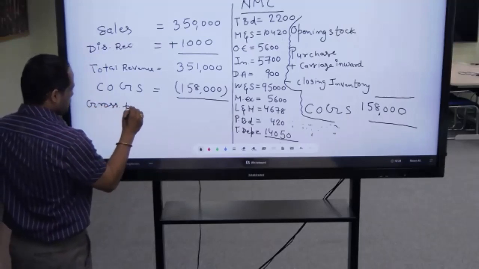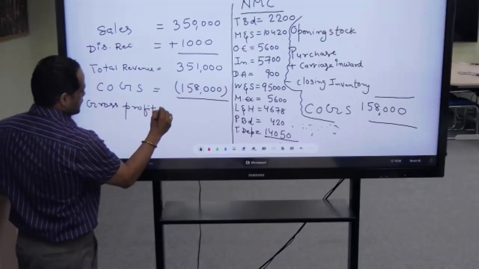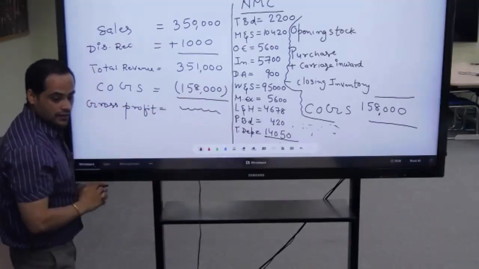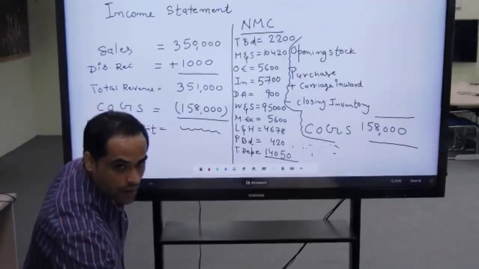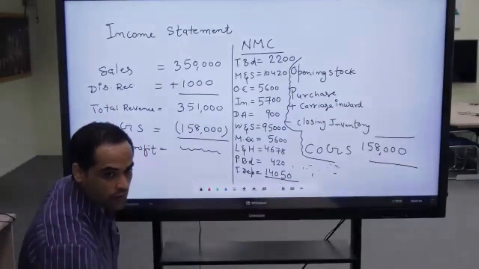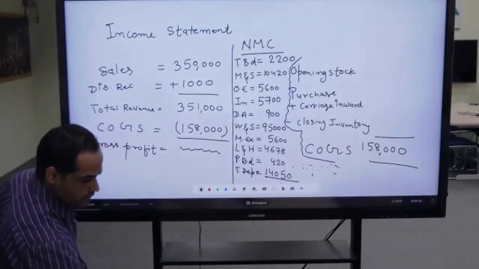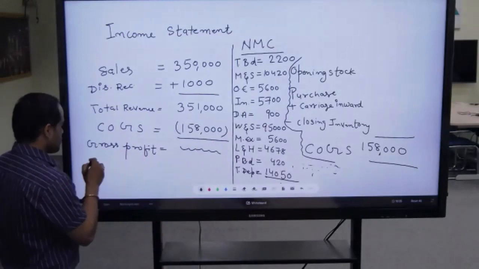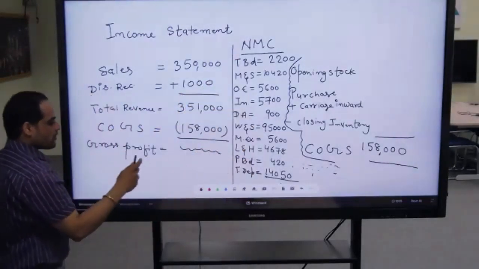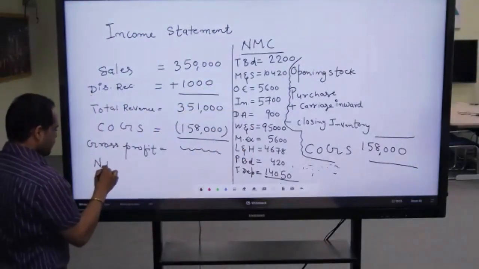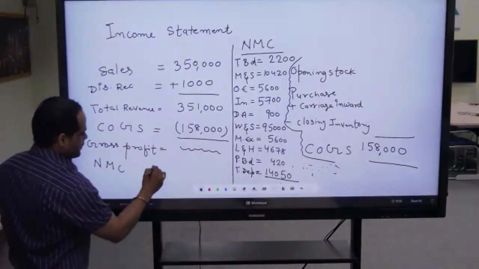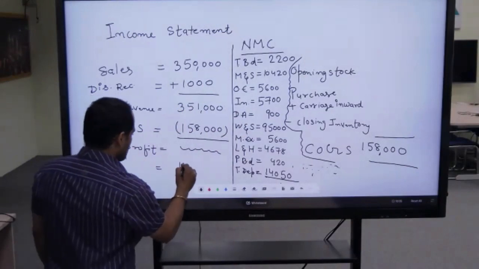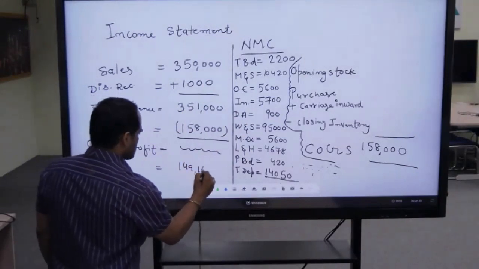Gross profit. So you will find gross profit by yourself. So this minus this is your gross profit. You will find this number by yourself, and here is your non-manufacturing cost, which is 149,168, right? 149,168.